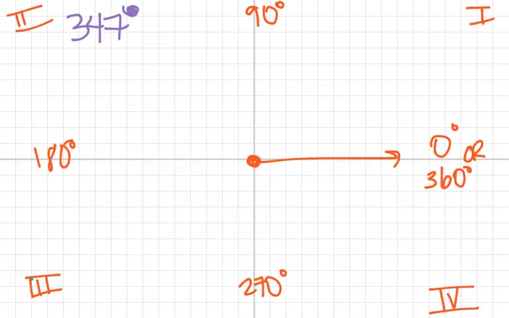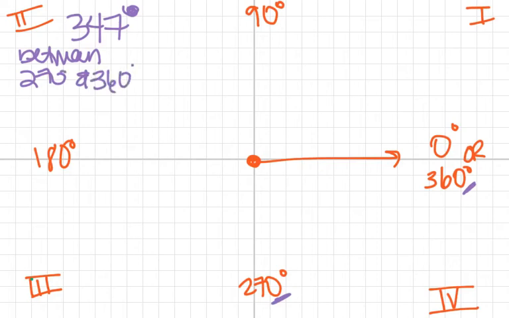Let's continue. All right, so now we have 347 degrees. Which two numbers does that fall in between? It's past 270, but it is before we get to 360. So it is between 270 and 360. So if it's between 270 and 360, then we can draw our angle here. Our angle comes into this quadrant.